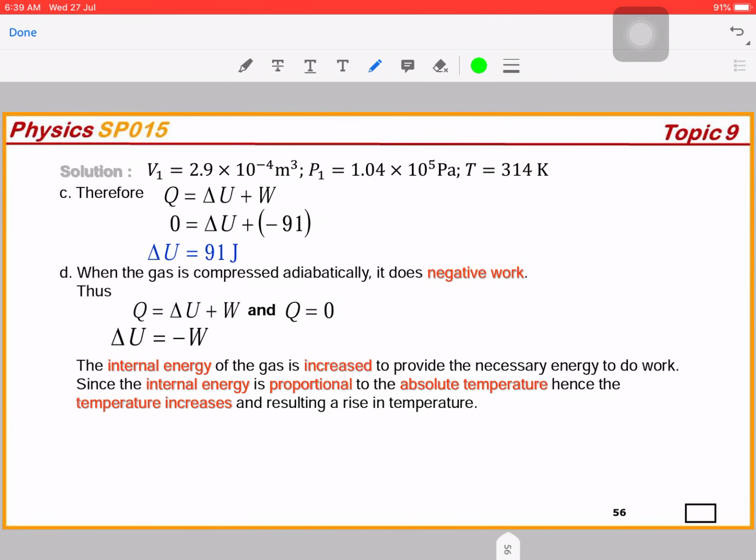Last, okay, when the gas is compressed adiabatically, it does negative work. Thus Q is equal to delta U plus W, and Q is equal to 0. So delta U is negative W. So the internal energy of the gas is increased to provide the necessary energy to do work. Since the internal energy is proportional to the absolute temperature, hence the temperature increases, resulting in a rise in temperature.